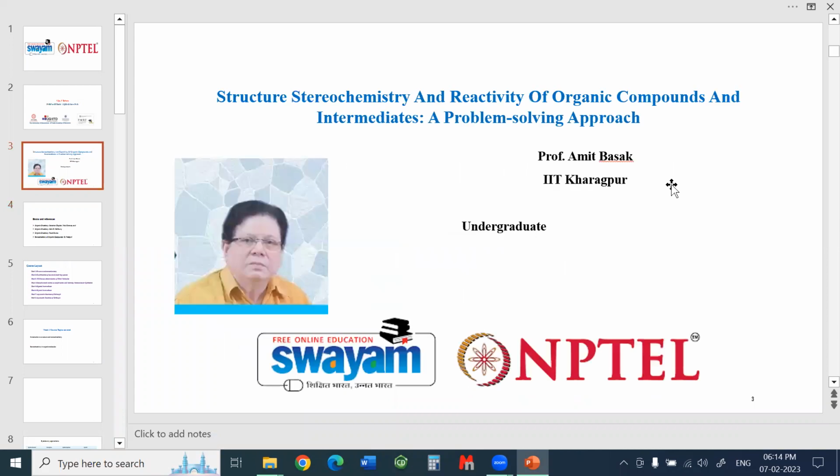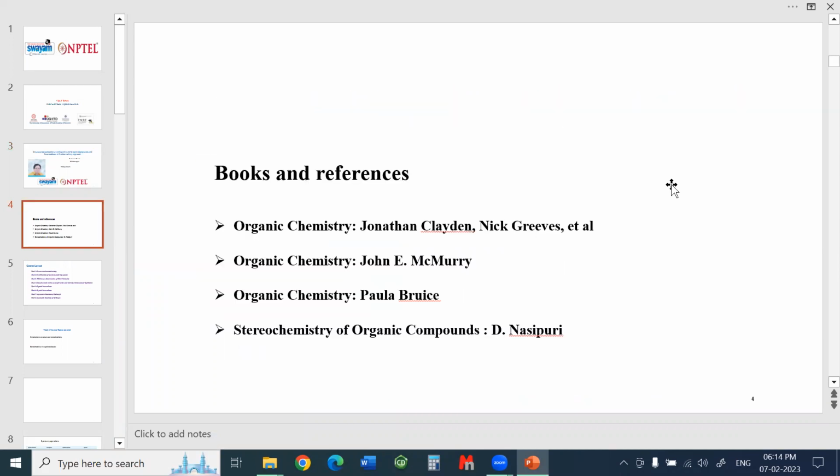And for this course particularly, there are a few reference books. Professors recommended these books to study in more detail. First one is the Organic Chemistry by Clayden, the well-known book for organic chemistry. Second one is Organic Chemistry by McMurry. And there are two different books also, like Stereochemistry of Organic Compounds by D. Nasipuri, and another one by Paul Bruce.